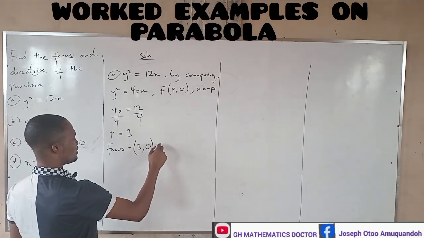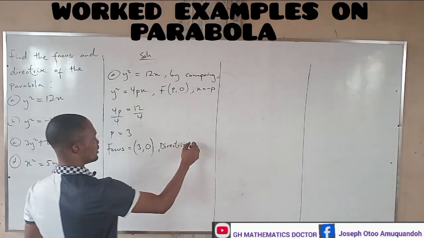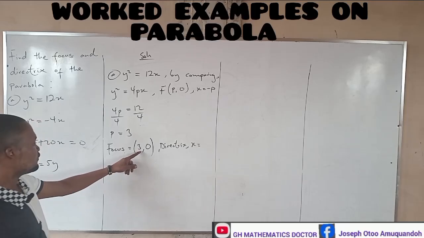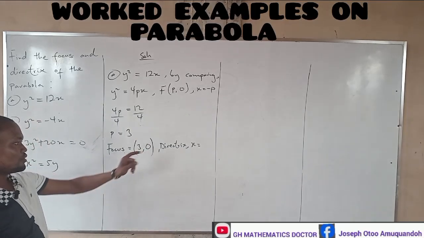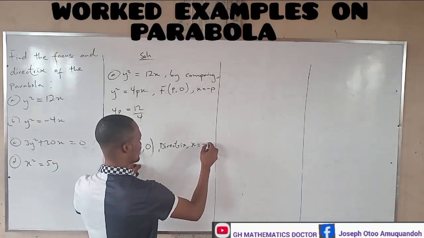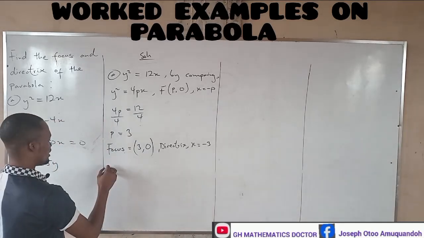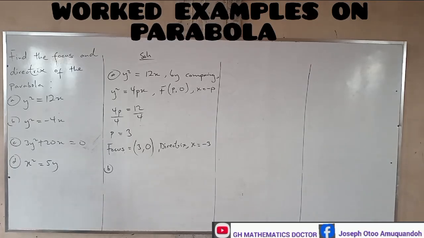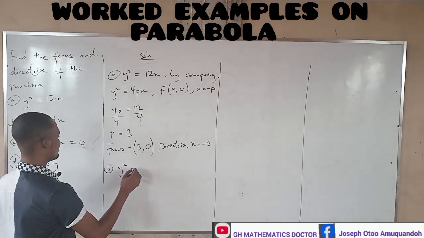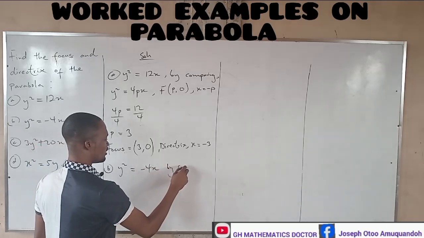And the directrix will be x equal to. So if the focus is positive, the directrix will be negative because the directrix is at the opposite side of the focus. So you're going to have x equal to negative 3. And that answers the question. We have the second question that says y squared equal to negative 4x.